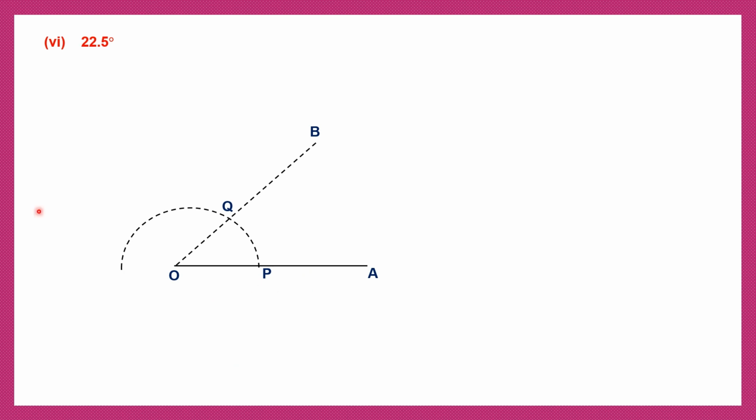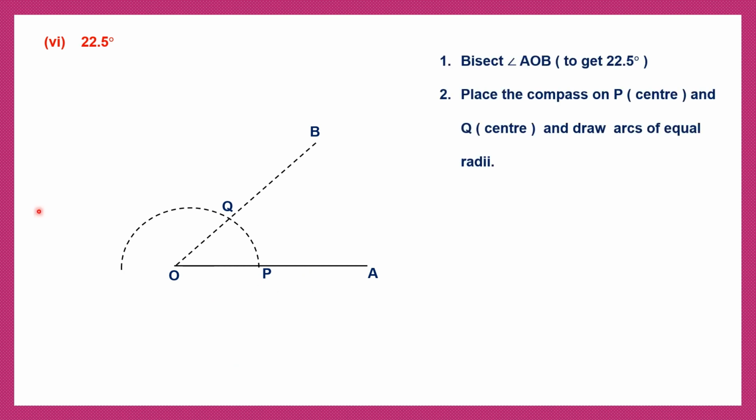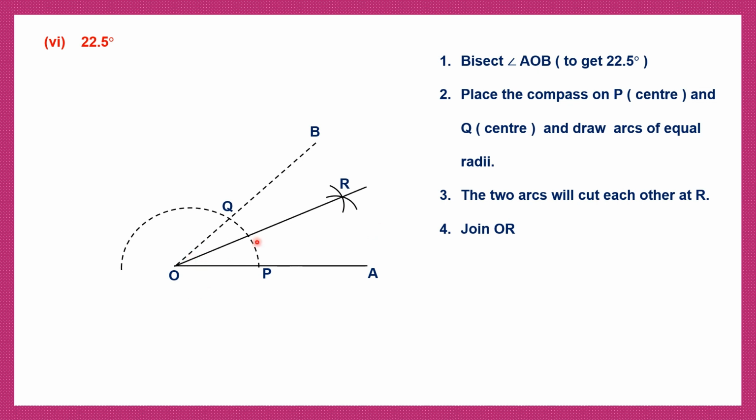When you bisect, remember the rules to follow. First thing is place your compass on P and Q and draw arcs. We're going to draw two arcs. Draw one arc from P, draw another arc from Q, and the two arcs will cut each other at R. The point where the two arcs are meeting is R. Now join OR. You've joined OR, isn't it? Now angle AOR is 22.5. This portion is now 22.5, half of 45. So this is the portion that is 22.5 degrees.